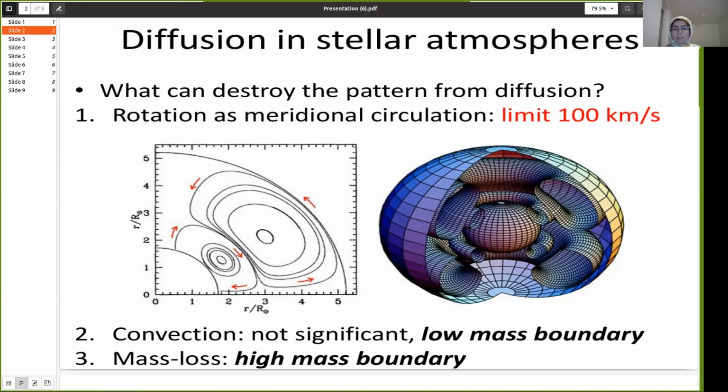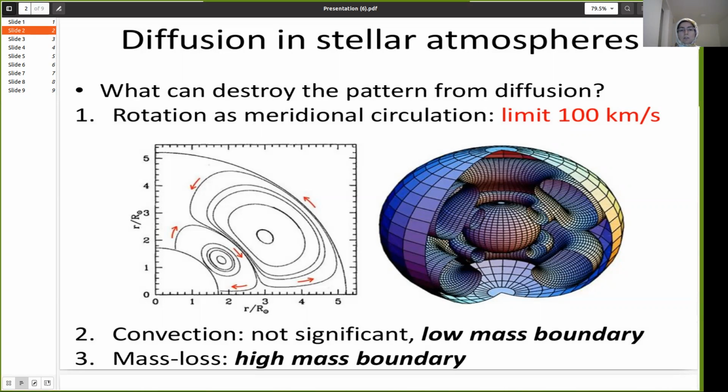We have something that destroys the diffusion. What does destroy the diffusion in stellar atmospheres? We have two reasons. The first is convection, and the second is rotation. About the limitation of the rotation, it is 100 kilometers per second, and the other is convection.